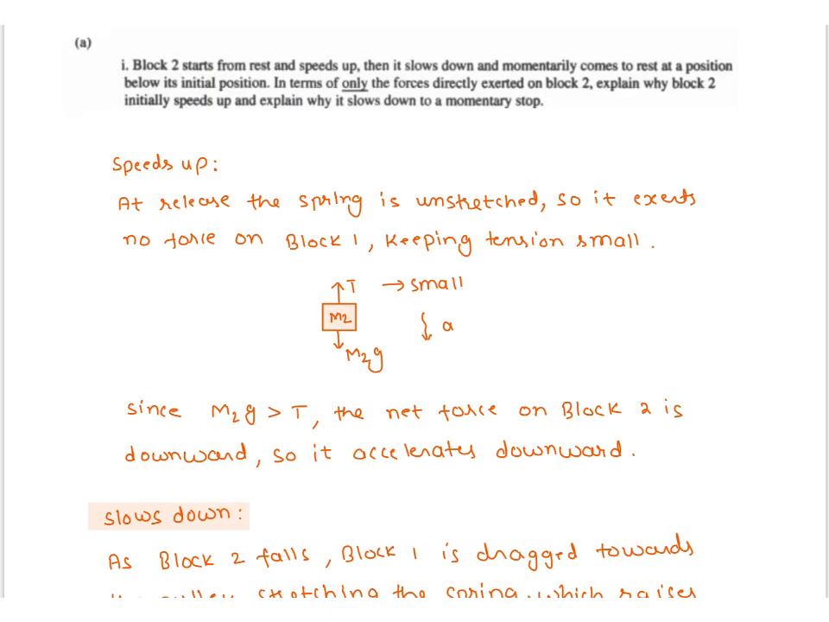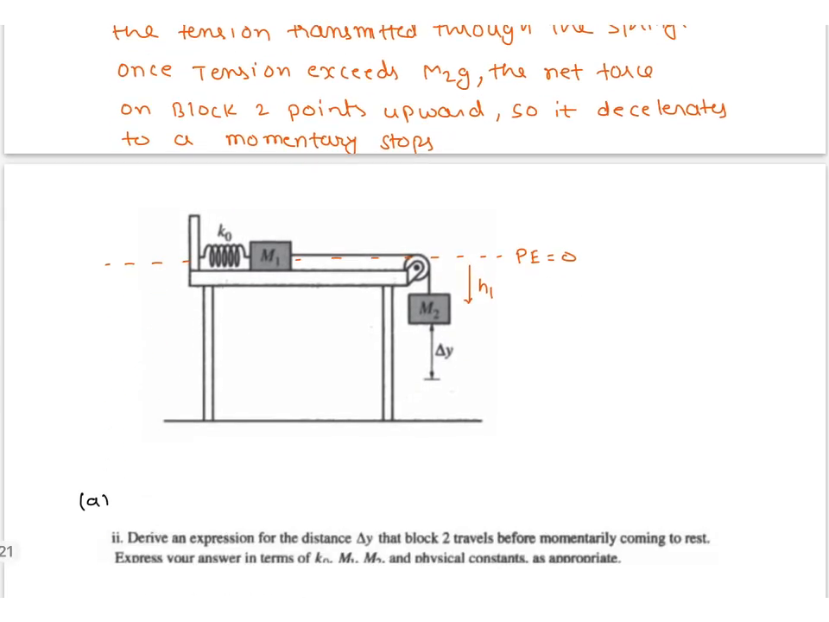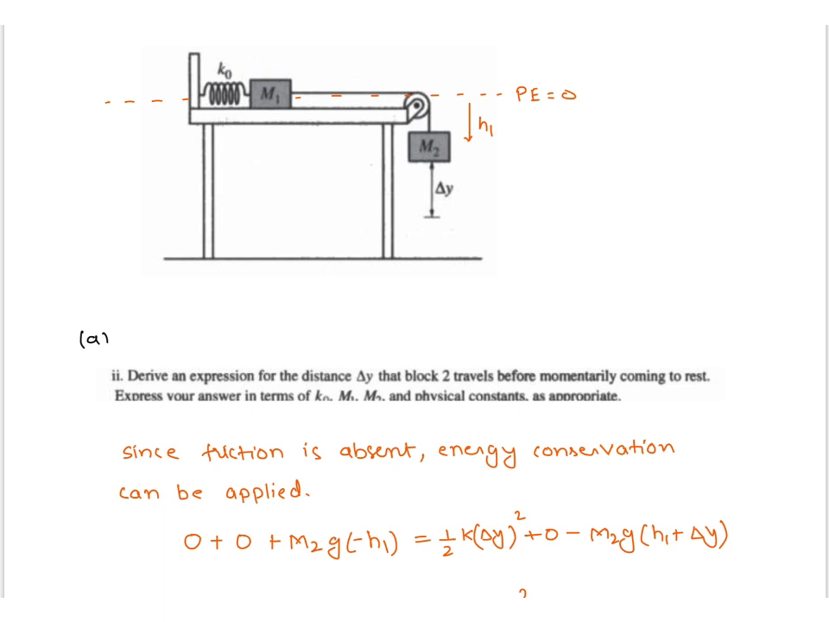So I have written whatever I have explained here. You can have an eye over it. Now let's see another part. They are saying derive an expression for the distance delta y the block 2 travels before coming to rest. So how much distance is traveled by this block before coming to rest? We have to answer it.